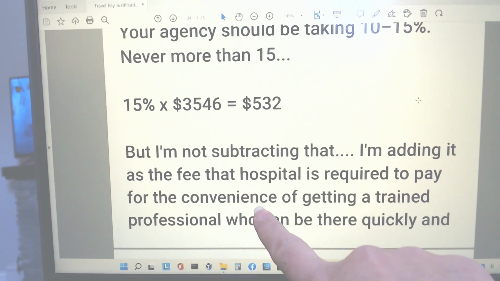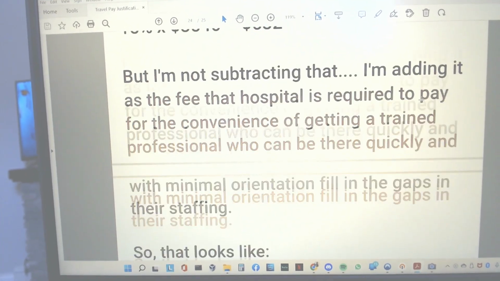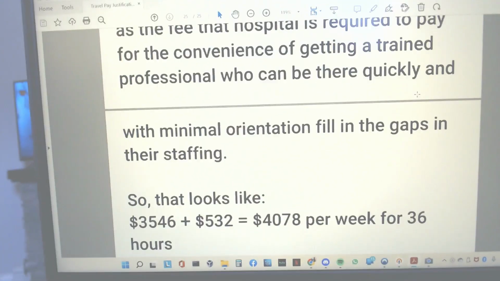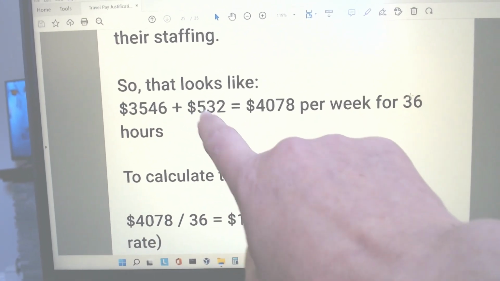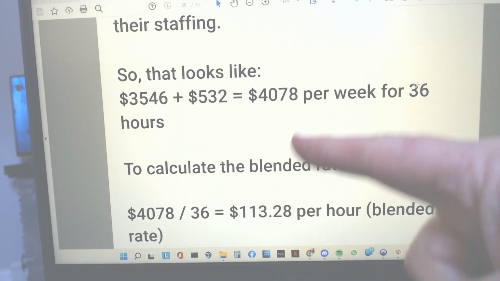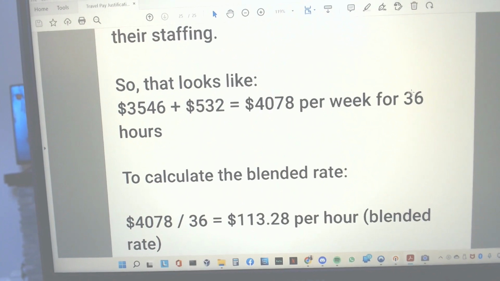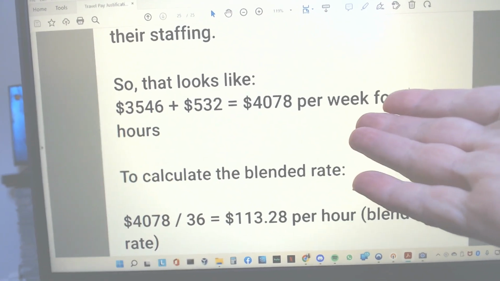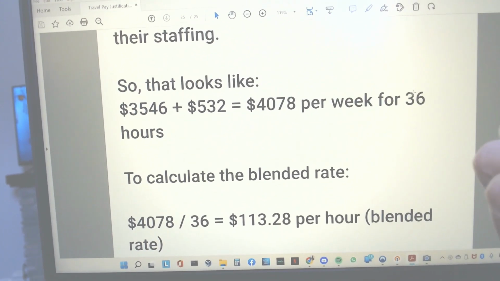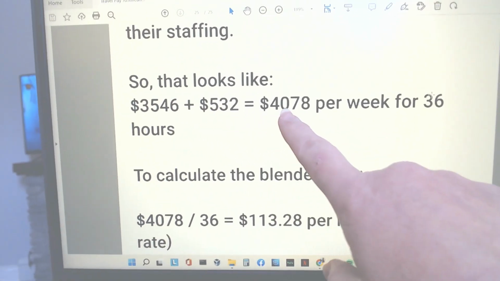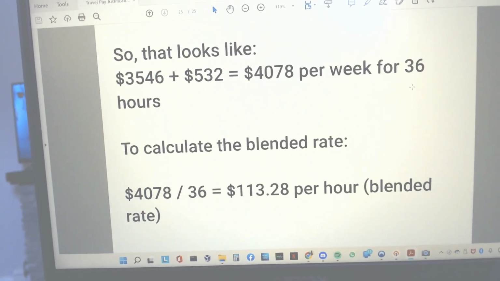the convenience of getting a trained professional who can be there quickly and with minimal orientation and fill in the gaps in their staffing. So we're going to add that fee to this. That way, when the recruiting company takes their money out, we don't feel it. Okay? They get theirs, we still get ours. So that's going to come out to $4,078 a week for 36 hours.